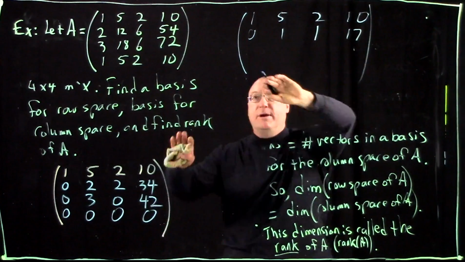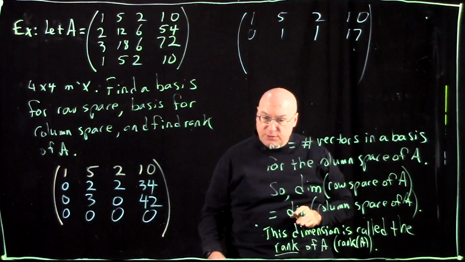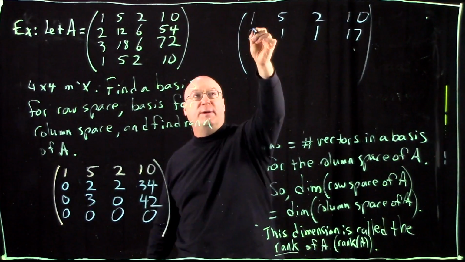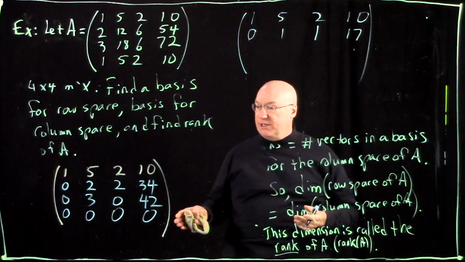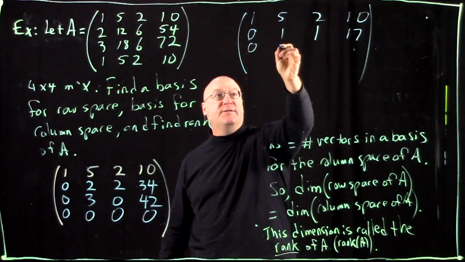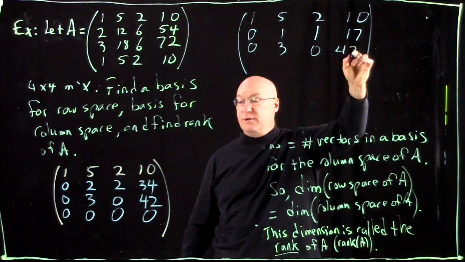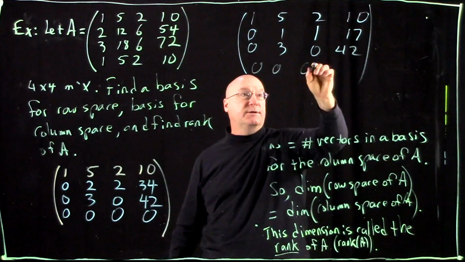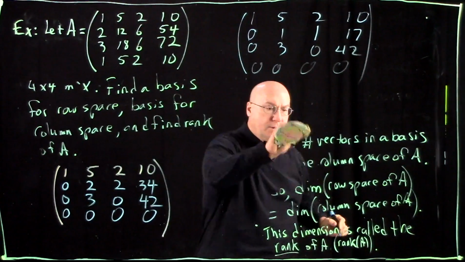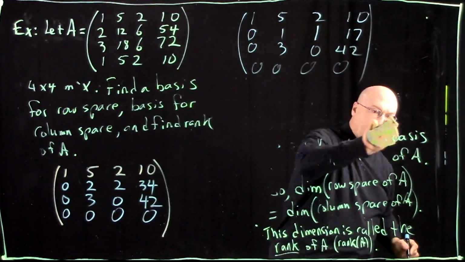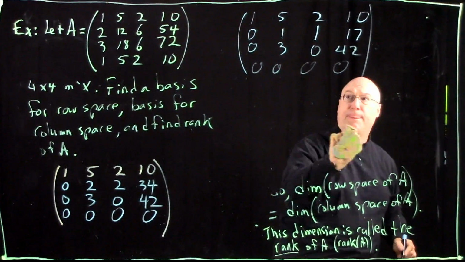I'm not writing all my row operations out. I really like it when you do that so I can see what you've done if you make an error. I'm not doing that just to save time. And then let me just leave this as 0, 3, 0, 42, and then 0, 0, 0, 0. Okay.